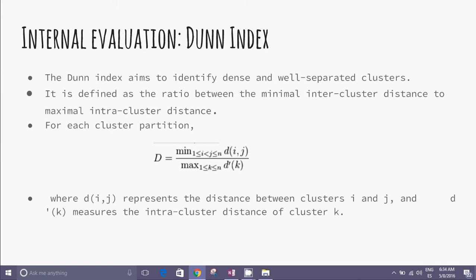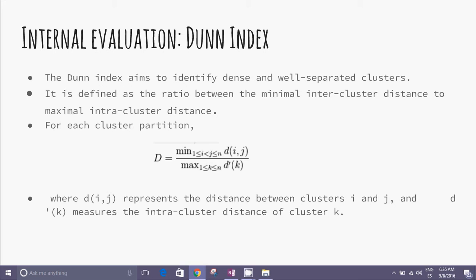As we have seen in a previous module, the inter-cluster distance d_ij between two clusters may be any number of distance measures, such as the distance between the centroids of the clusters. Similarly, the intra-cluster distance d'_k may be measured in a variety of ways, such as the maximal distance between any pair of elements in cluster K.